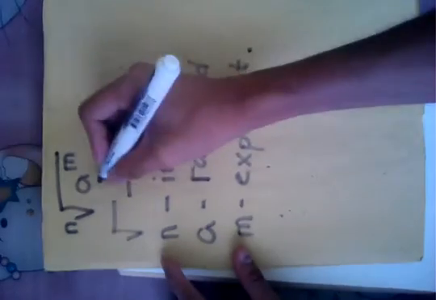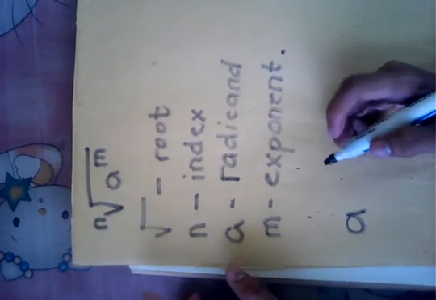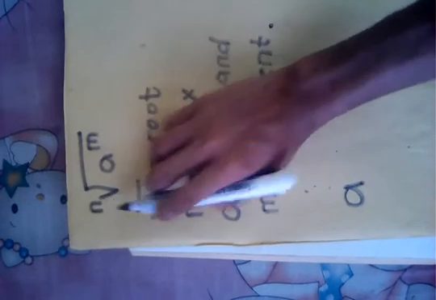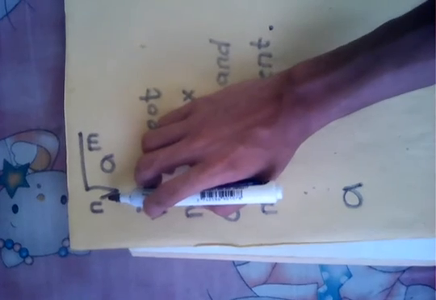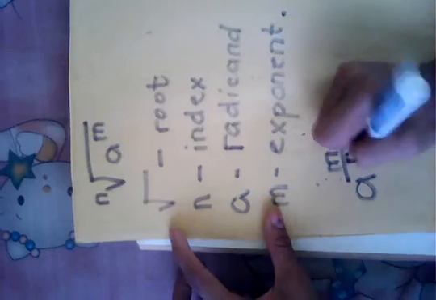A radical can be expressed into exponential form. How? Just simply copy the radicand, which is A, and copy the exponent and the index. Where will we put the exponent and the index? The exponent must be the numerator and the index must be the denominator. So it will be m over n. So this is the exponential form of the radical.